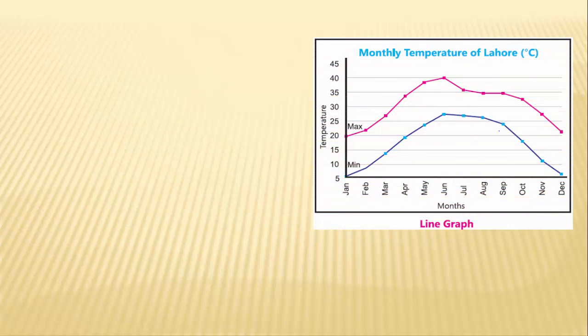Here in front of you is a line graph which shows the monthly temperature of Lahore. There are two lines. The pink line shows the maximum temperature and its fluctuation from January to December individually, and you can see its rise and fall during different months, and the blue line shows the minimum temperatures of these months.